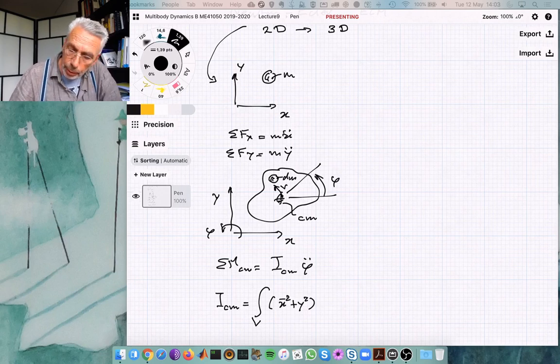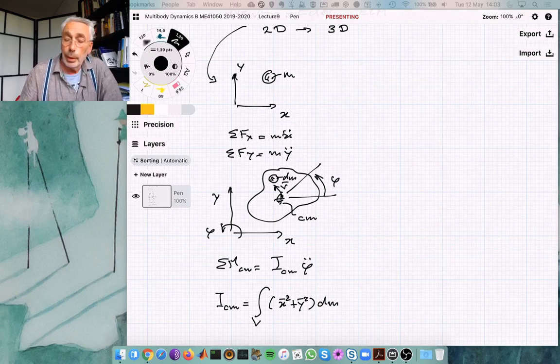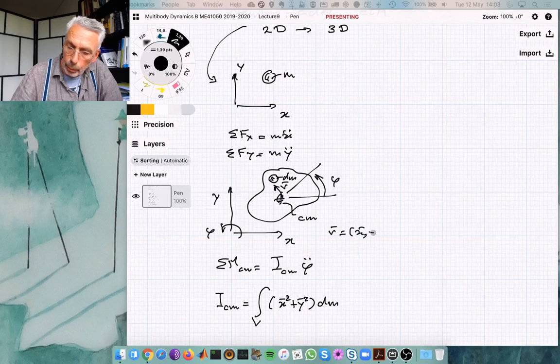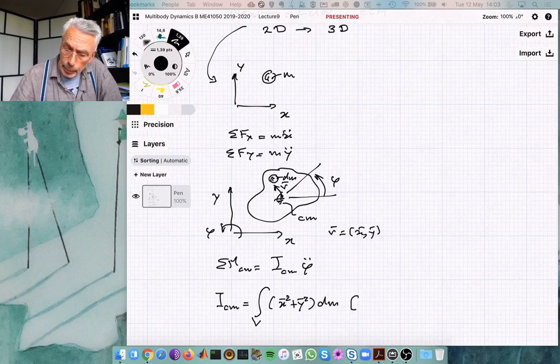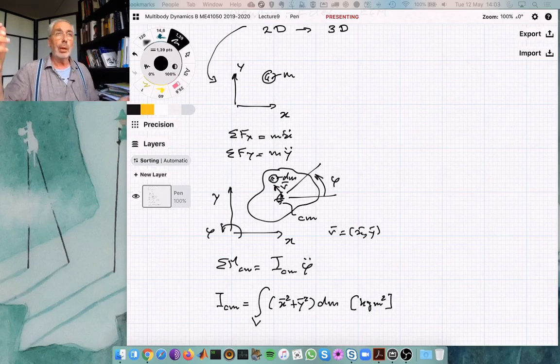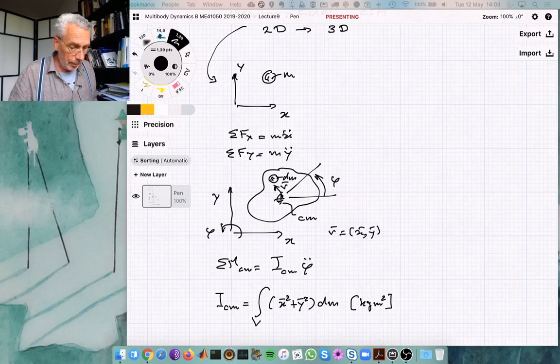So I should do a bar on that, because it's the relative distance, this r with a bar, times the mass dm. And that is just integrated over the whole body, all these relative distances. So the vector r is x bar, y bar. And that is the mass moment of inertia by definition. The units are, of course, kilograms and meter squared, so kilogram meter squared. And you could say it's how much mass I feel at the distance.